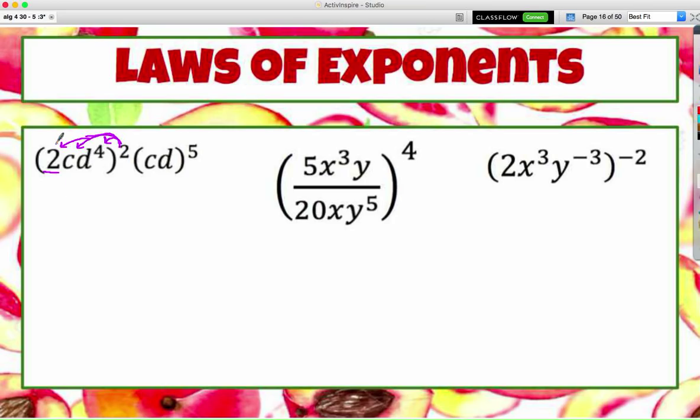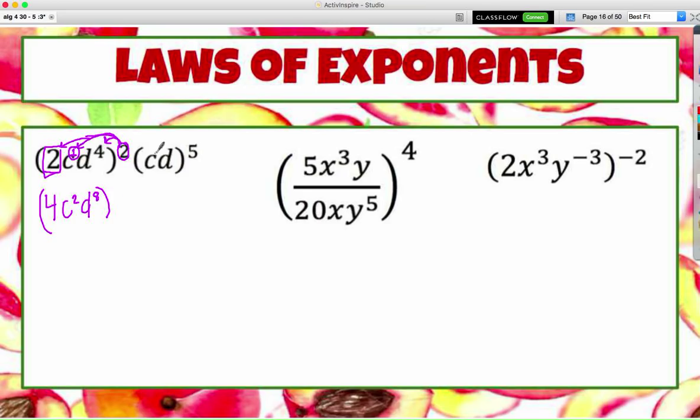So if I just had 2 squared, that means 2 times 2, which is 4. C has an understood 1 as an exponent, and 1 times 2 would give me c squared. And then D has 4 times 2, so d to the 8th power. Now that 4 did not come from me multiplying this 2 by the 2 outside. It just came from me happening to do 2 squared, which means this 2 times itself and happened to produce a 4.